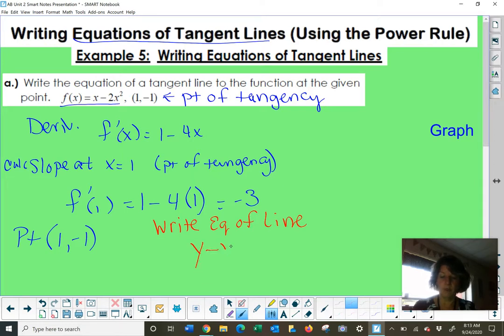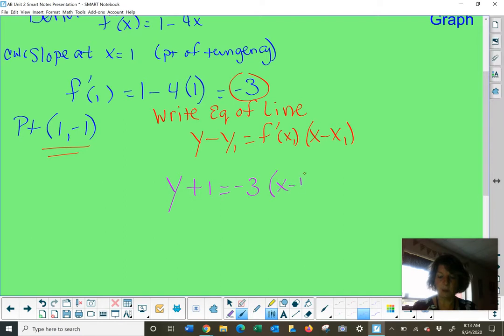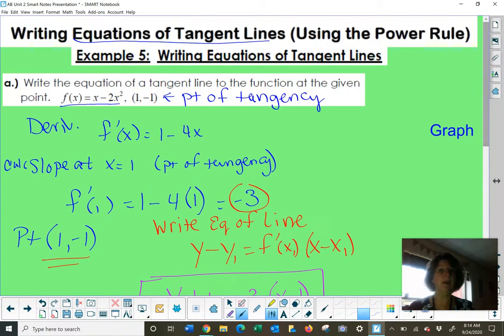y minus y1 equals f prime at x sub 1, x minus x sub 1. That's really what it takes to write the equation of a tangent line. We had our point and our slope, so let's grab those and away we go here. Y plus 1, because it was minus minus, equals negative 3 x minus 1. Fantastic. You may leave it in that form, or if you wanted to, you could transfer it over into y equals mx plus b, but why risk making a mistake? So I'm going to leave it.